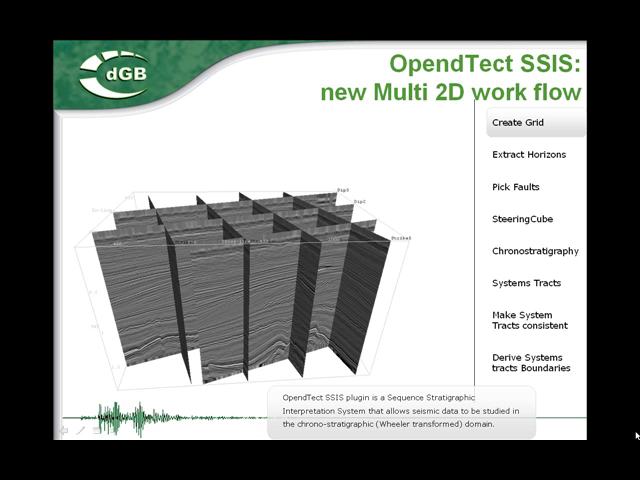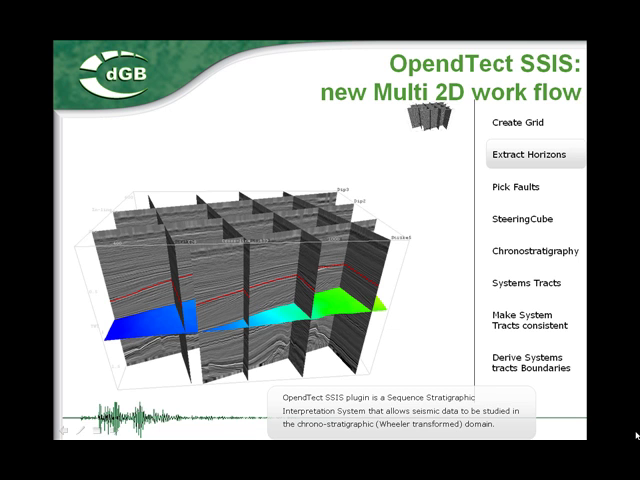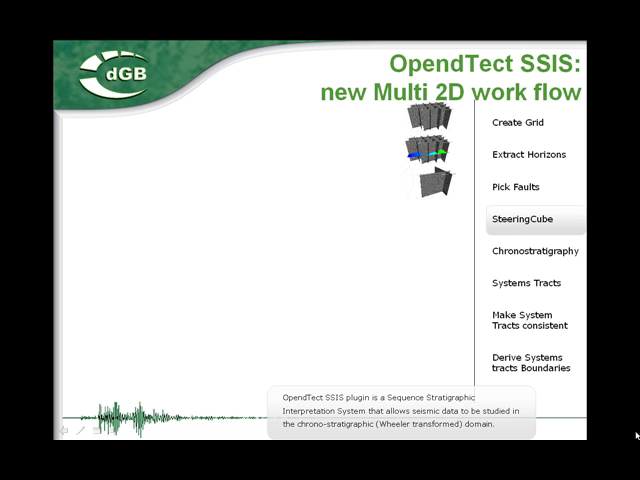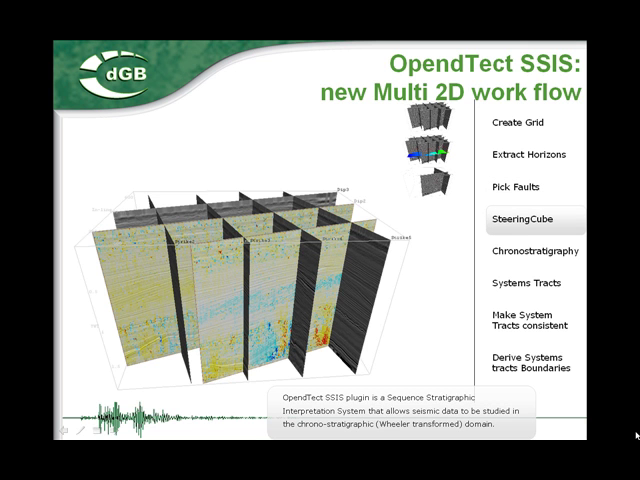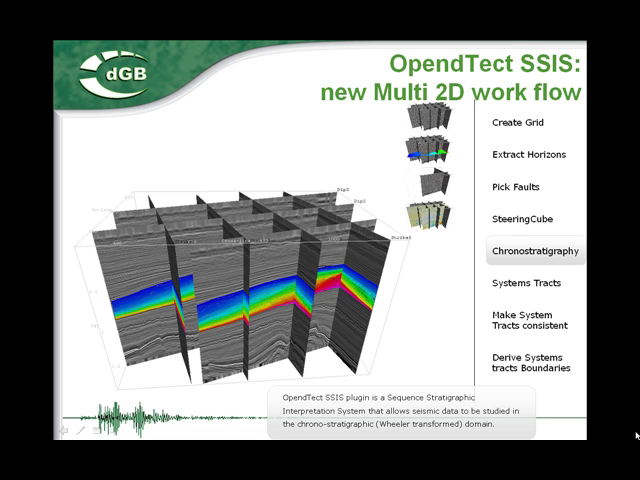In the case of 3D, you start by creating a 2D grid in the preferred orientation from your 3D data. Next, you convert your 3D horizons to 2D horizons. And then you pick faults on the 2D lines. Now you compute a steering cube for all the lines in the grid. The steering cube is used to auto-track hundreds of horizons between the bounding 2D horizons. This is the so-called chronostratigraphy.